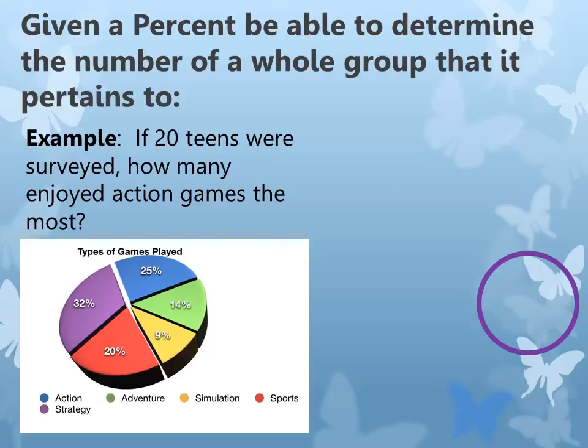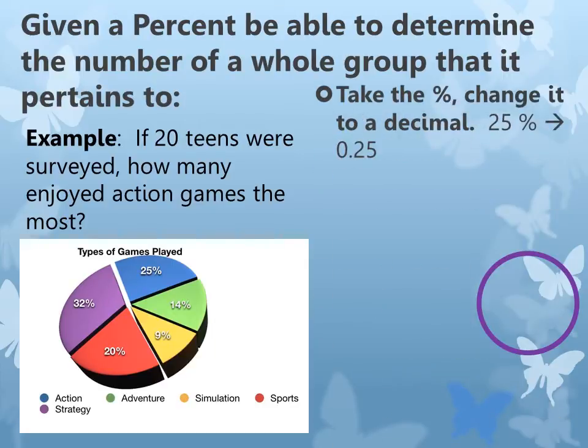Okay, so if we have 20 kids and we need to figure out how many of those 20 enjoy action games the most. If we look at our pie chart here, we can see that action games are blue, and that is 25%. The first step is to take that percent and change it to a decimal. So we take 25 and we change that to 0.25. Make sense?